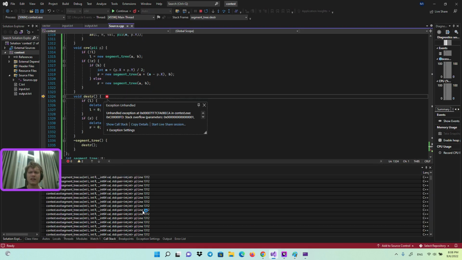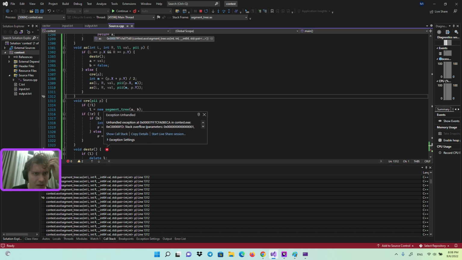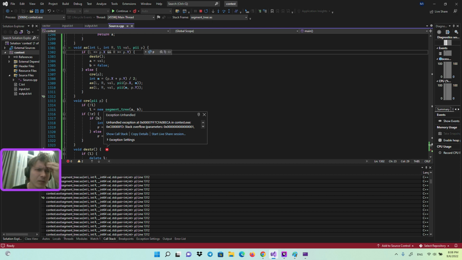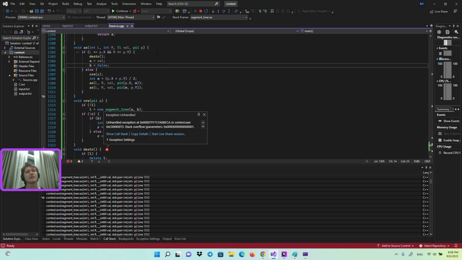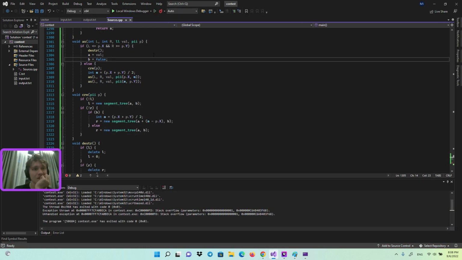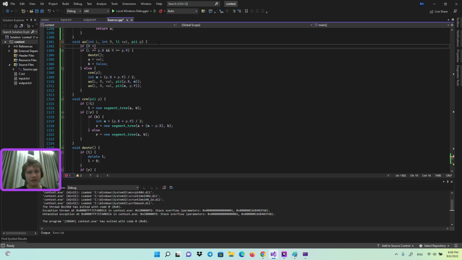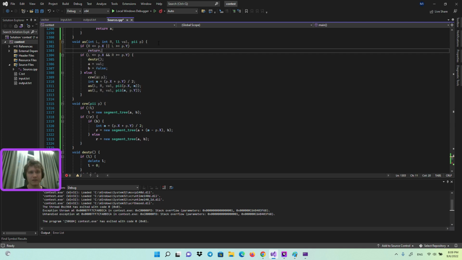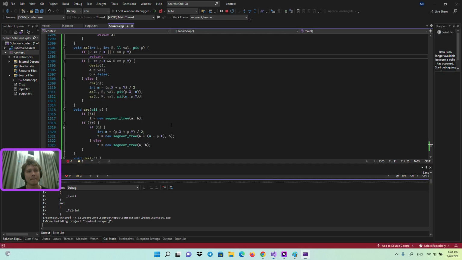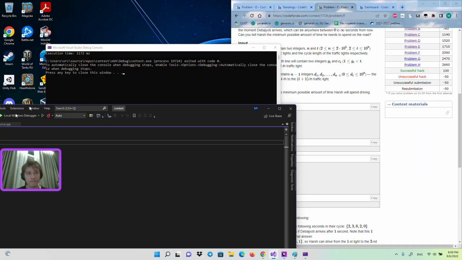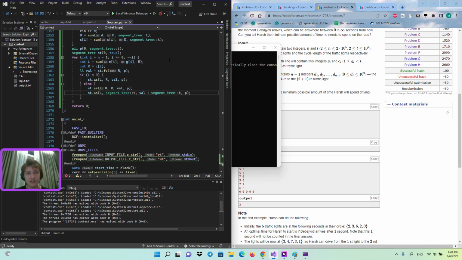Oh no, again. Stack Overflow? Why? Why? 0, 1. So, ah, got it. Okay. First of all, if R is less than P, or L is at least Y, then we don't do anything. Okay, this is our error. But we didn't have any output.